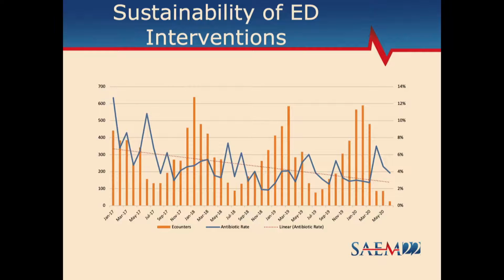I've actually looked at some data. This is data for UC Davis, so it's not all the sites, but I have looked at some of the sustainability of the ED interventions, which we did not look at in the original study. And you can see here, overall, even though prescribing rates are low, our trend has continued to go down and kind of stabilize. And we've done the same thing in the outpatient setting with similar results.